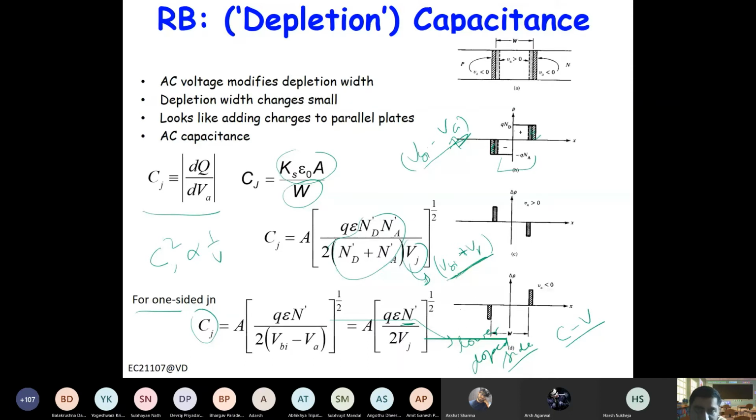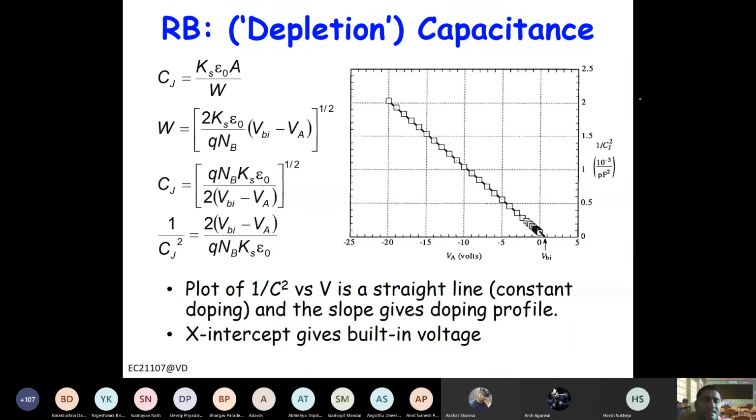So if you rewrite this expression for a one-sided junction, what do you get? C squared is A squared q epsilon N by 2V, right? So if you plot C versus 1 by V, now V is equal to VBI plus VR, right? So you can take these out and simplify like this. If you do Cj squared, it is V applied. So for reverse bias, V applied is negative. If you do 1 by C squared, it becomes VBI minus VA.